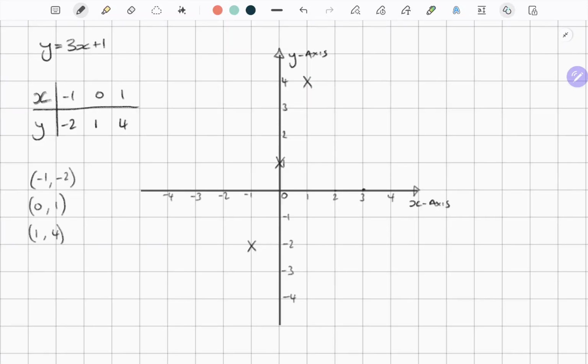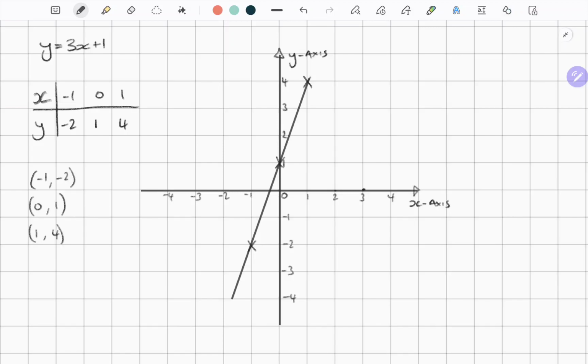So what we can do now is we can draw a line through. And again, I'm not the best drawer, but hopefully that does something a bit neater for us. So that would be our straight line graph here.